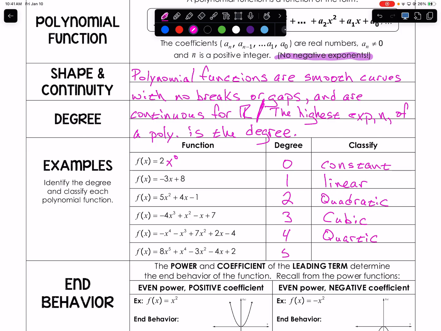And does anyone know what 5's called? Quintic. Was that Luke again?